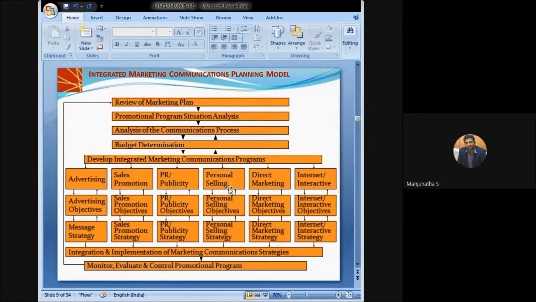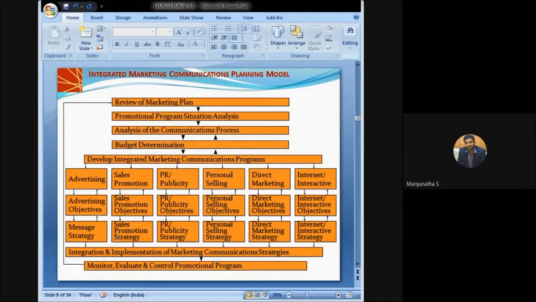Then the fourth sub point is personal selling. For that, there will be some objectives as well as strategies. Then direct marketing, for that also there are some objectives and some strategies. The last is internet or interactive advertisements. For that, again, objectives as well as strategies will be there. So under the development of integrated marketing communication programs, there will be IMC programs with some objectives as well as some strategies.